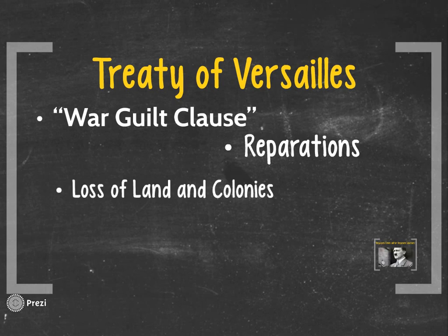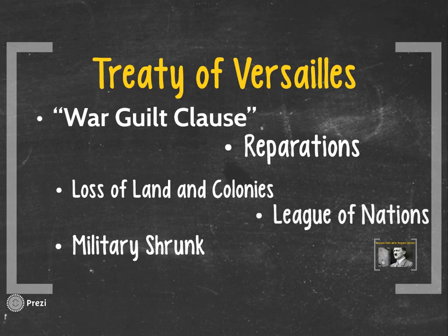They lost a lot of land and their overseas colonies. And also their military was dramatically shrunk. So these four things put together, these were really hard to take for most Germans. And most people in Germany thought that they were treated very unfairly after World War I. The United States gave in to these ideas because of this thing called the League of Nations that was created. That was seen as a way to prevent future wars, but it's not going to work, people.